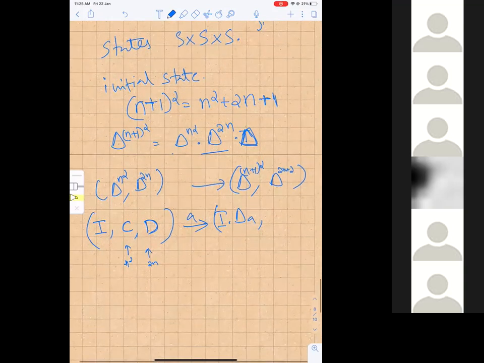So that shouldn't be I, right? It should be some other matrix. So let's call it M, C, and D. On reading a, it goes to M times delta a, C times delta, D times delta square. Because if this is n square, this will become n square plus 2n plus 1. You multiply these two matrices, and this will become 2n times delta square, so that is 2(n plus 1).